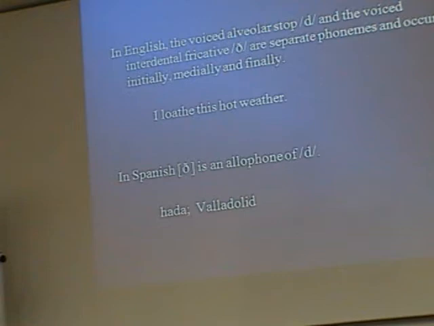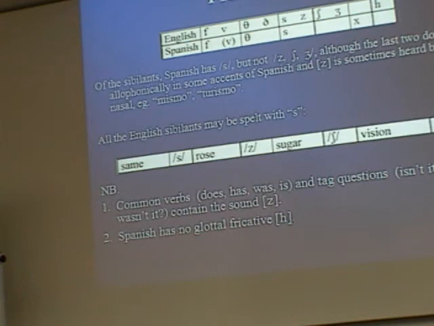Let's move on now to fricatives. What is immediately apparent when you look at this slide is that English has rather more fricatives than Spanish has. You can see rather a lot more of them are on that top line.